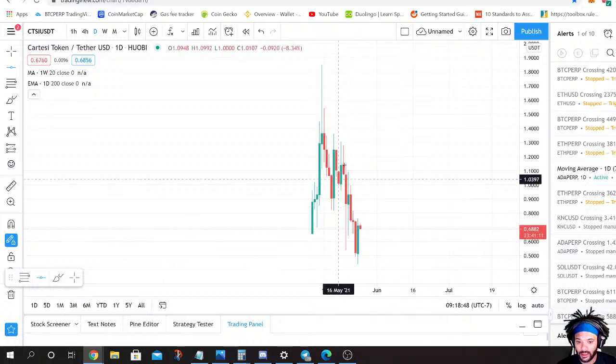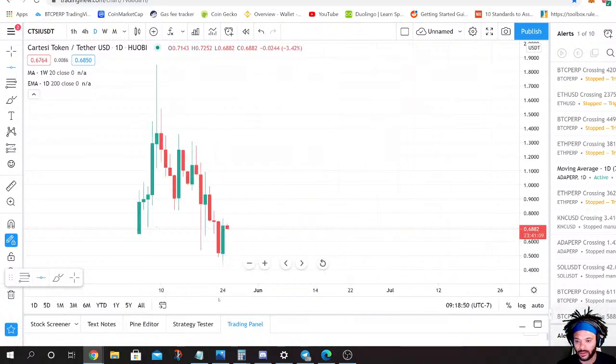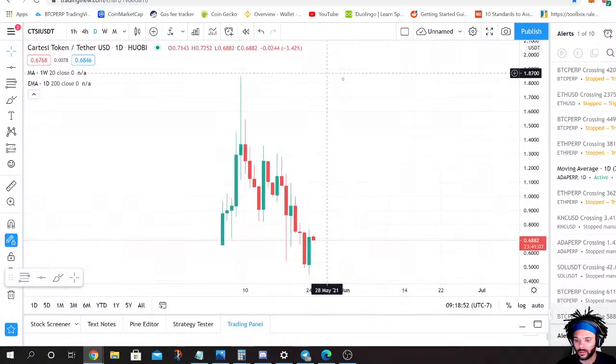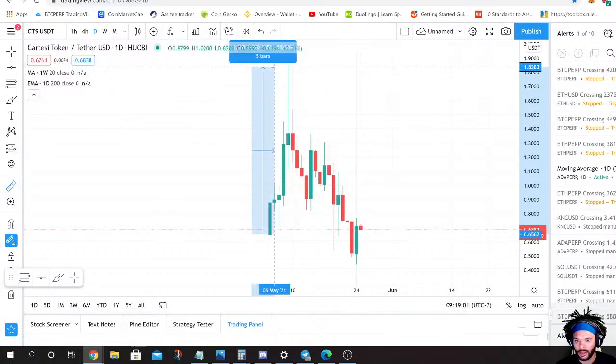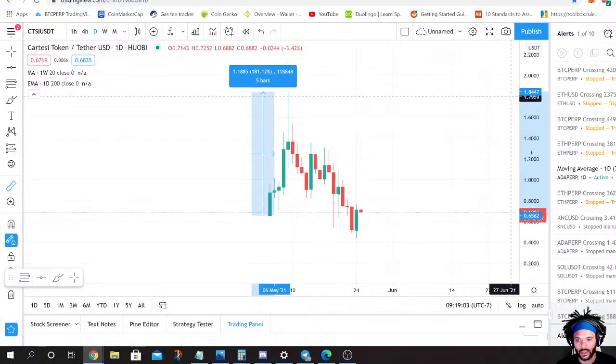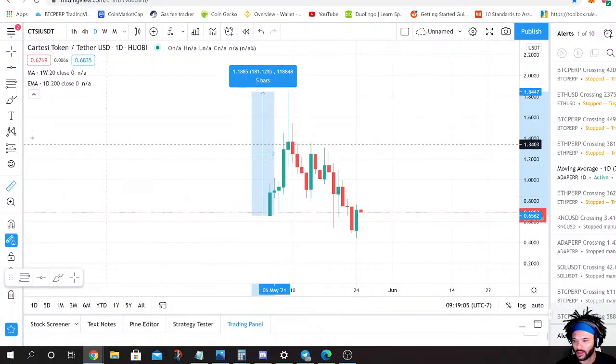So Cartesi just started, just came out to market. It ran, let me see what this percentage run up was. From here to here. It ran up 181% before retracing.